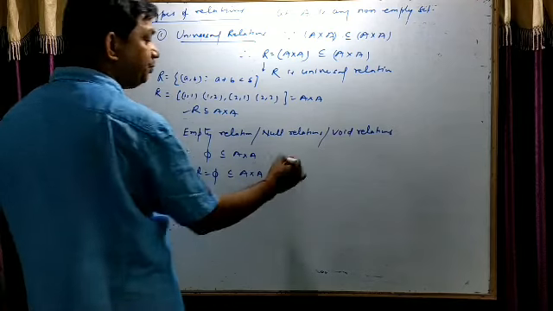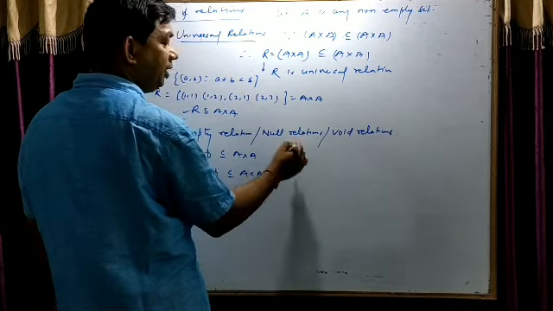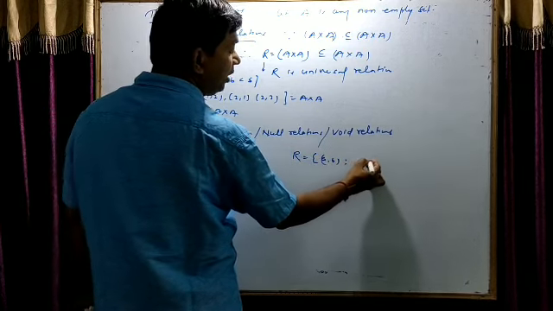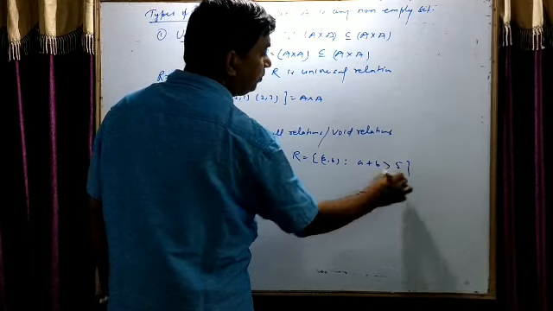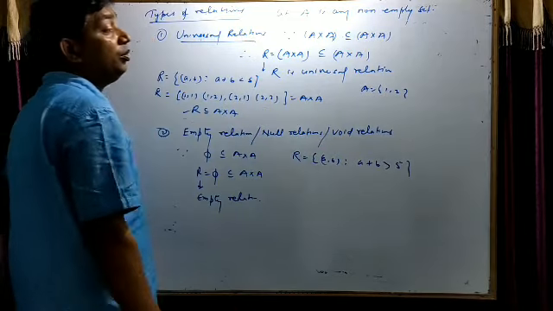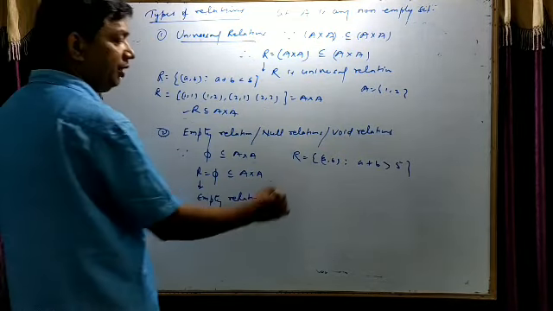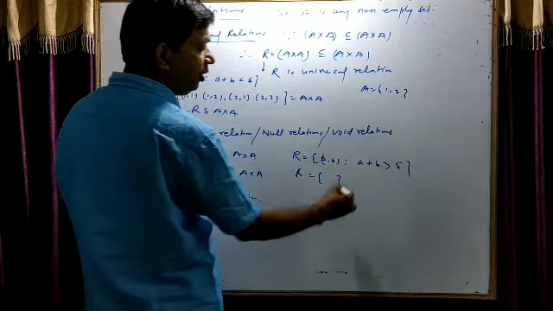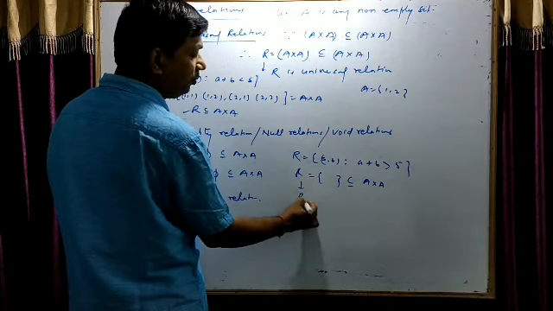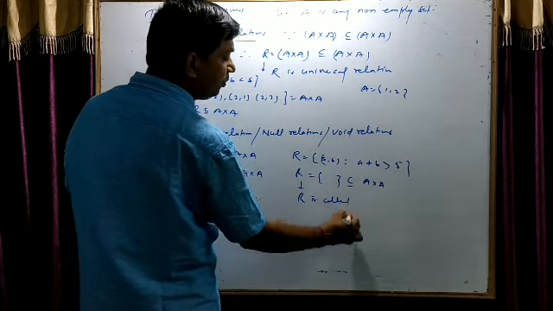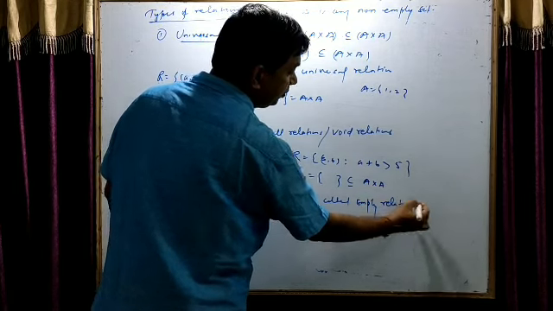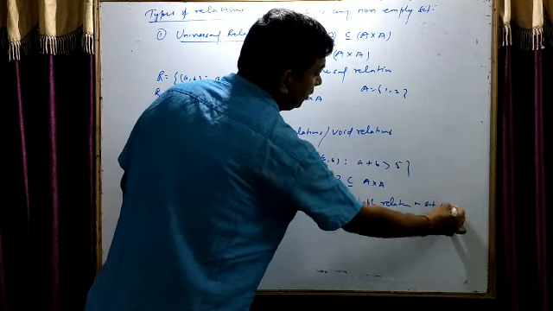Now see one example. Suppose the same definition I have taken earlier. R equal to {(a, b) such that a plus b greater than 5}. So you have an example, A equal to {1, 2}. So no two ordered pair whose sum is more than 5. So here R is equal to phi. This is a subset of A cross A. Therefore the R is called empty relation on set A.